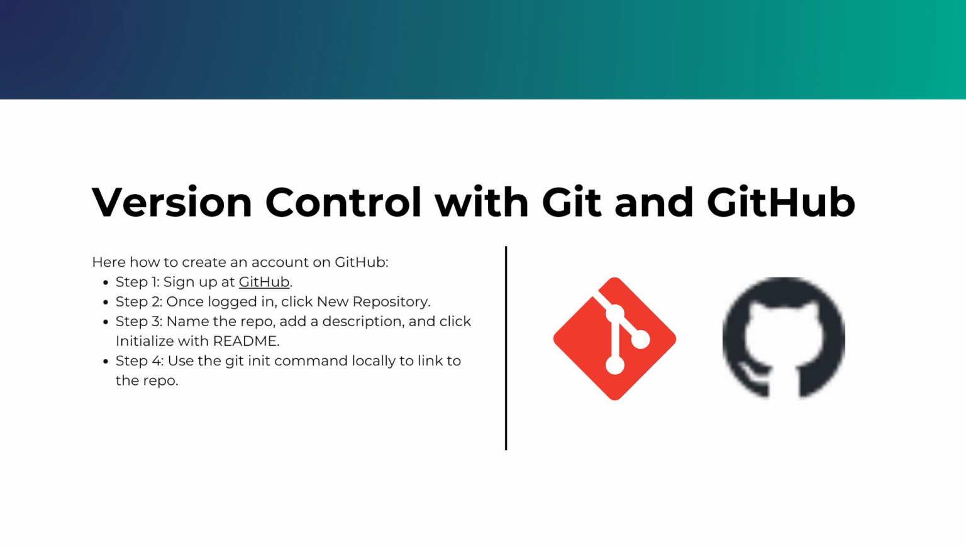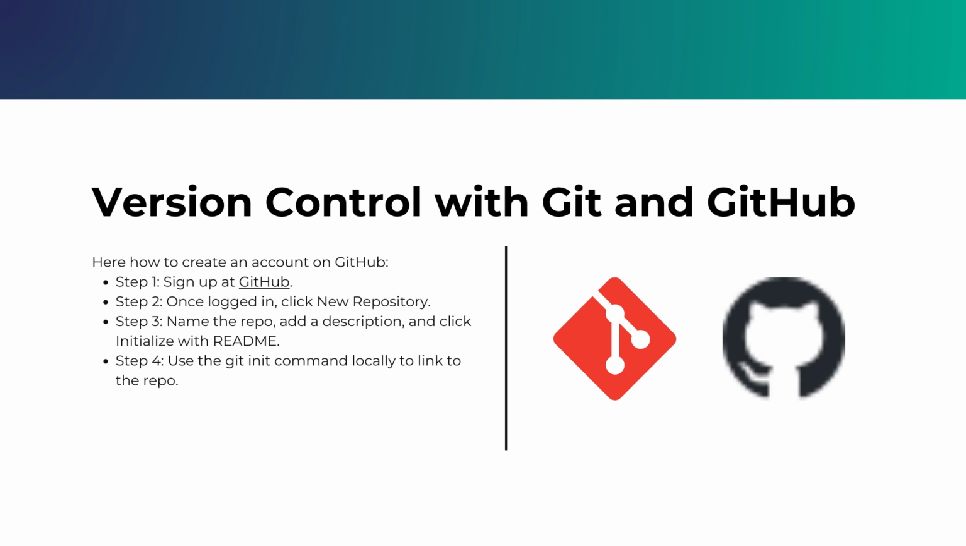Now, let's move on to one of the most important tools for managing your code: version control. Version control systems like Git allow you to track changes to your code, collaborate with others, and revert to earlier versions if something breaks. The most popular platform for hosting and managing Git repositories is GitHub.